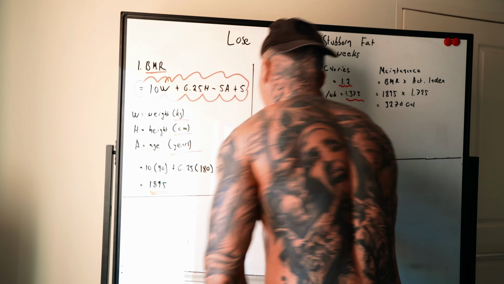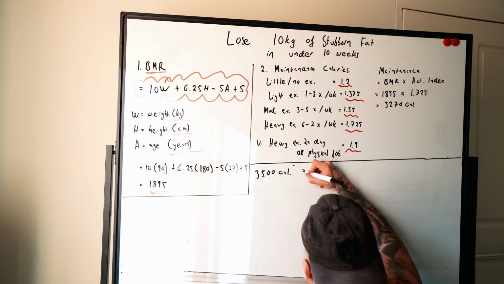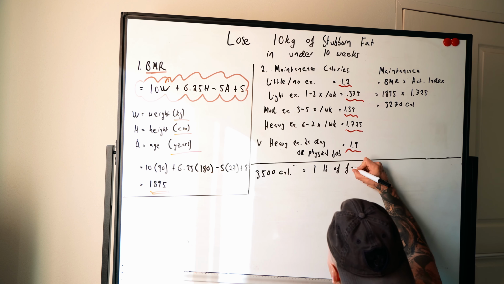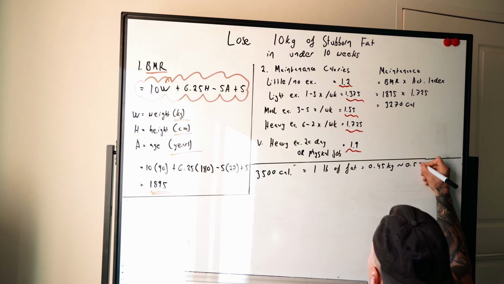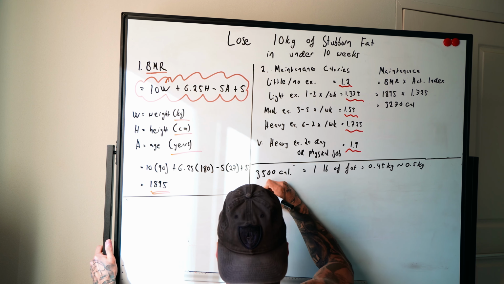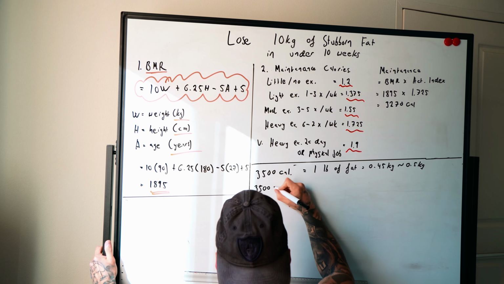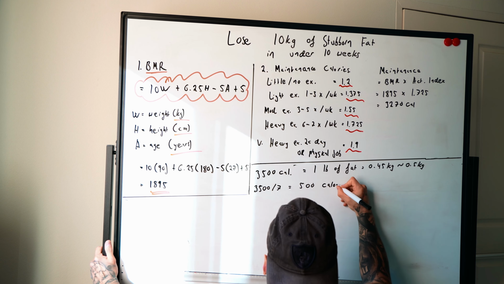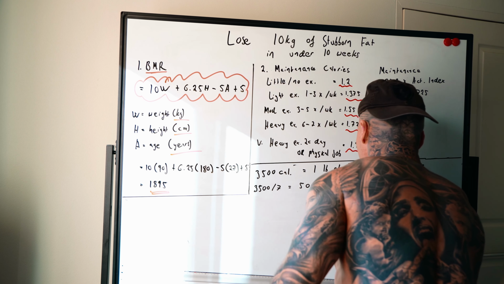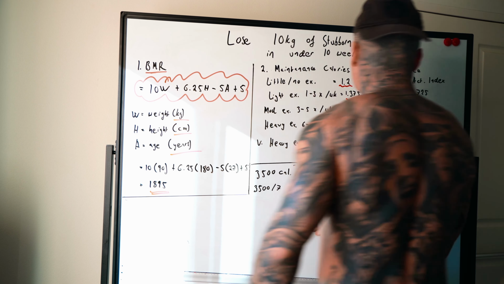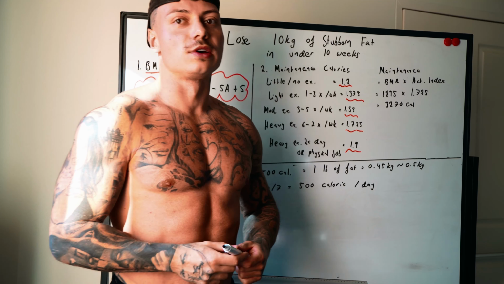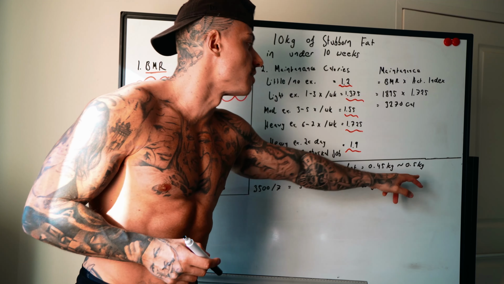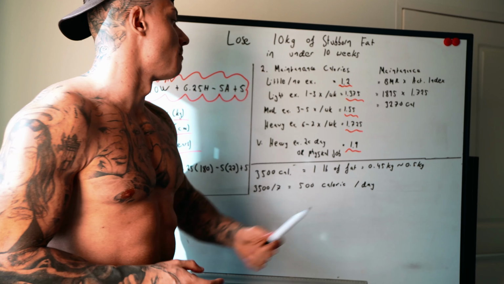So I'm going to give you a quick tip. 3,500 calories equates to 1 pound of fat, which is 0.5 kilos. You divide 3,500 calories a week into 7 days a week, which equals a 500 caloric deficit per day. So you need to eat at a minus 500 caloric deficit to lose half a kilo a week, which is 1 pound of fat per week.